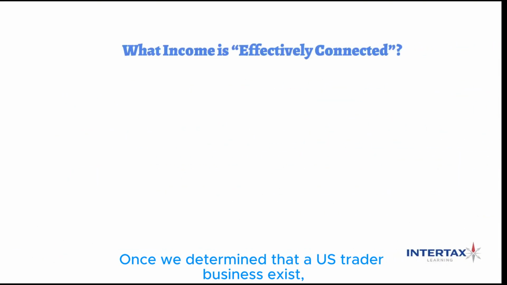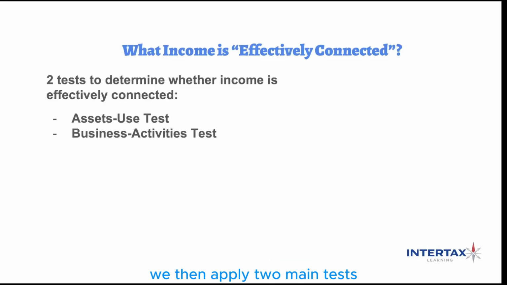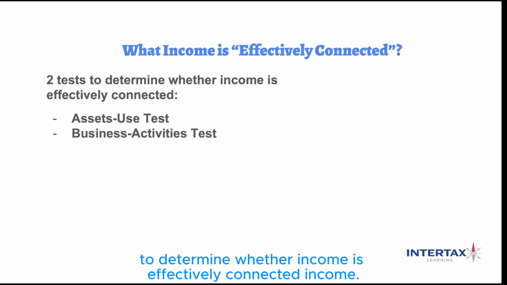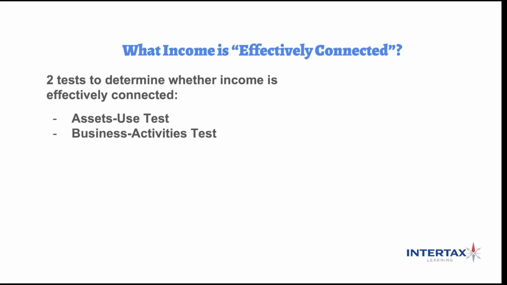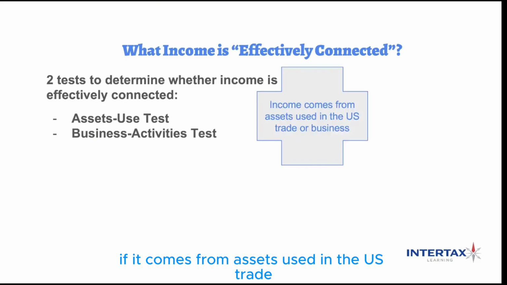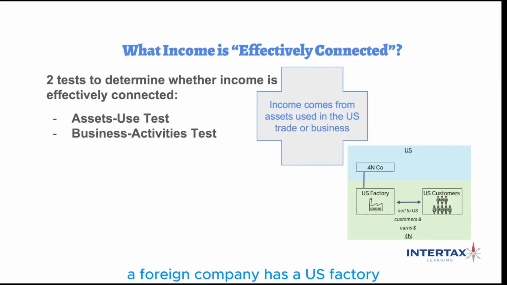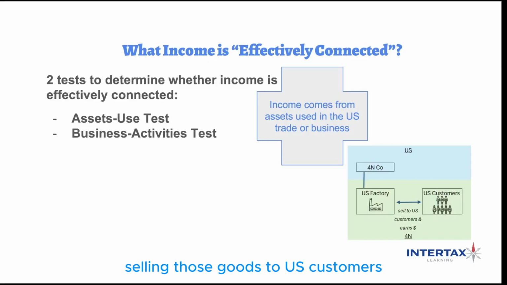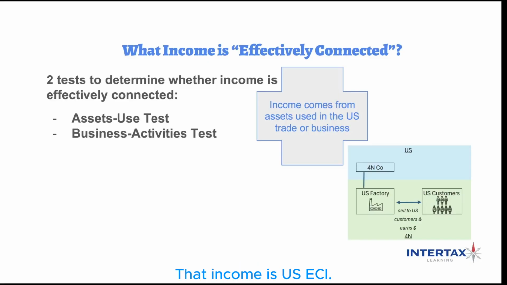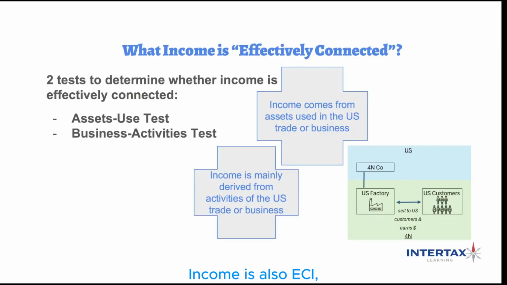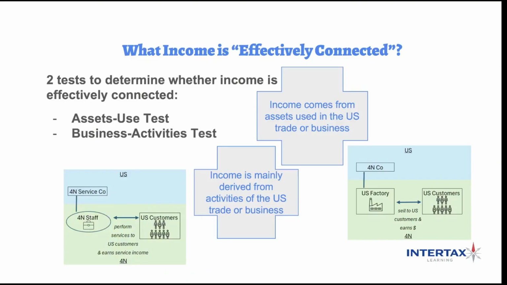Once we determine that a U.S. trade or business exists, we then apply two main tests to determine whether income is effectively connected. Income is ECI if it comes from assets used in the U.S. trade or business. For instance, a foreign company has a U.S. factory. The factory produces goods and earns sales income from selling those goods to U.S. customers. That income is U.S. ECI. Income is also ECI if it is mainly derived from U.S. trade or business activities. For example, a foreign consulting firm sends its staff to the U.S. to perform services. Fees from those services are U.S. ECI.